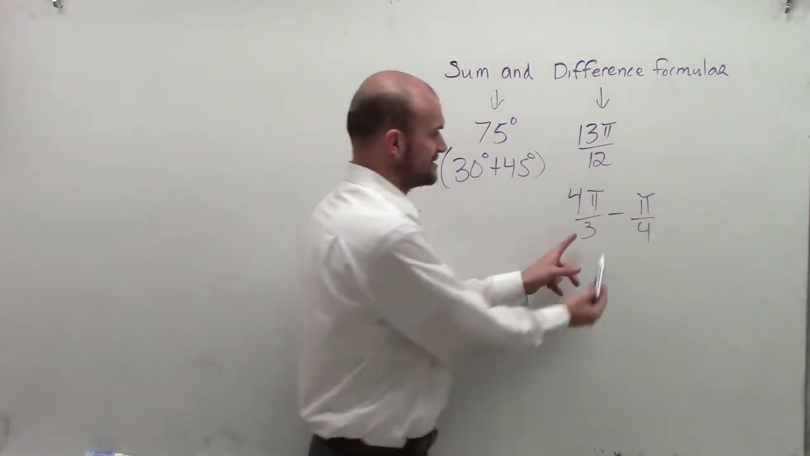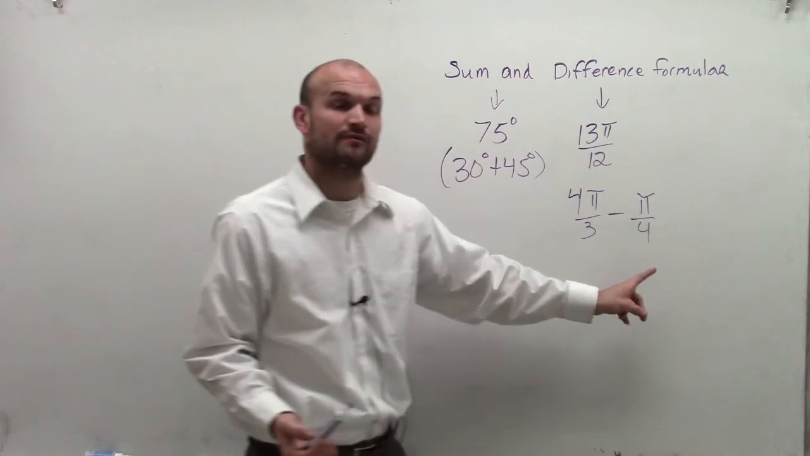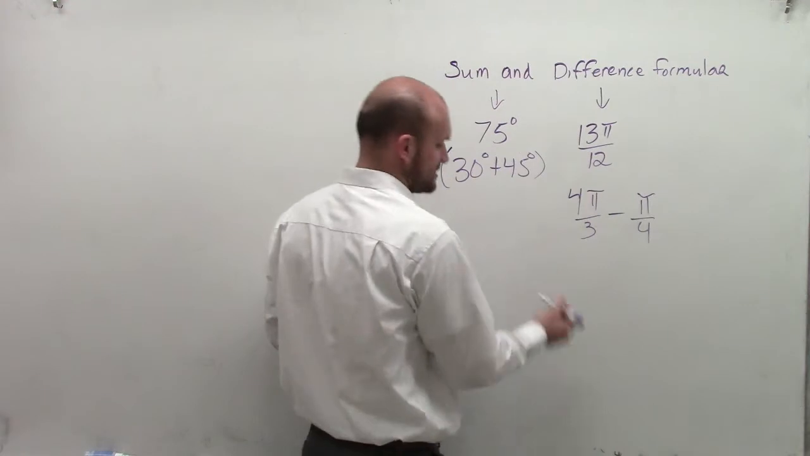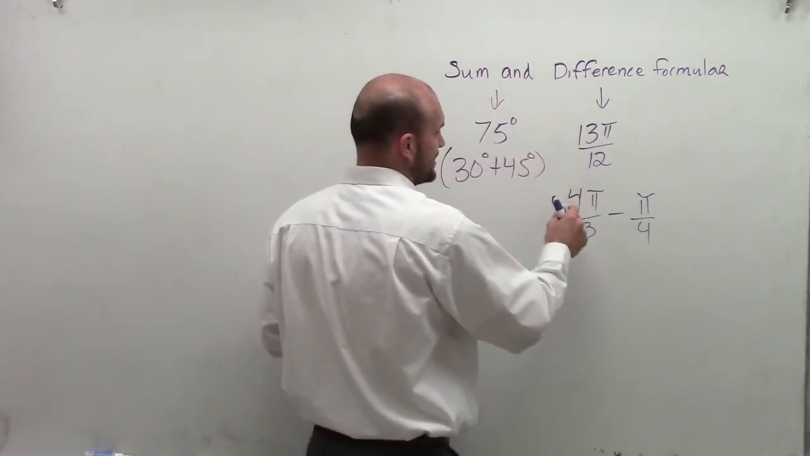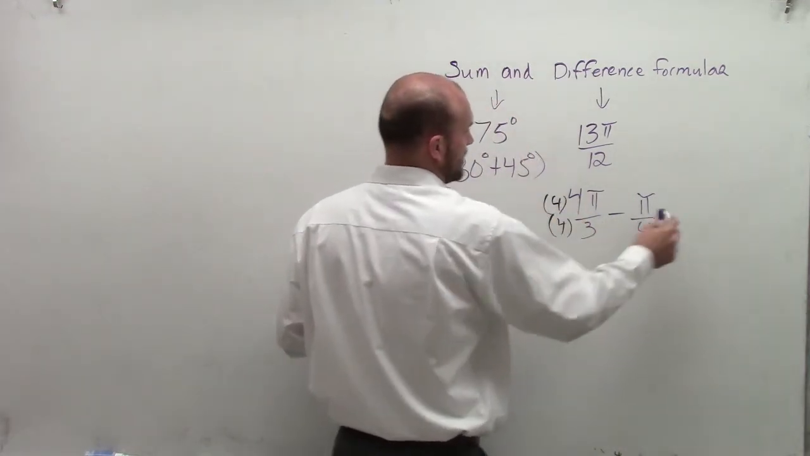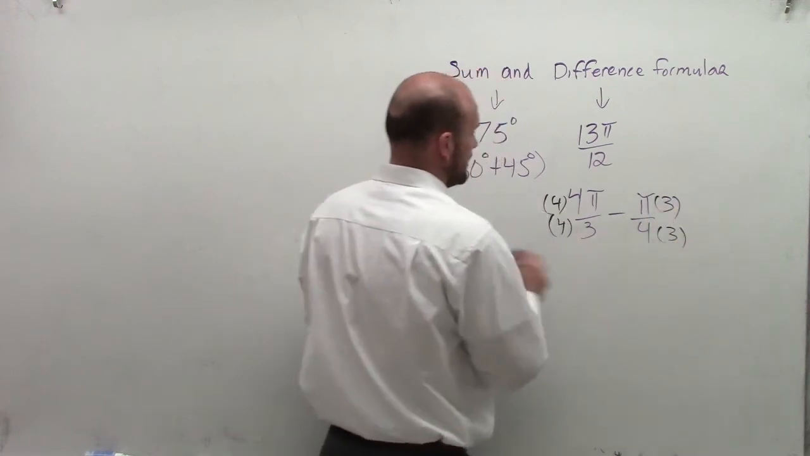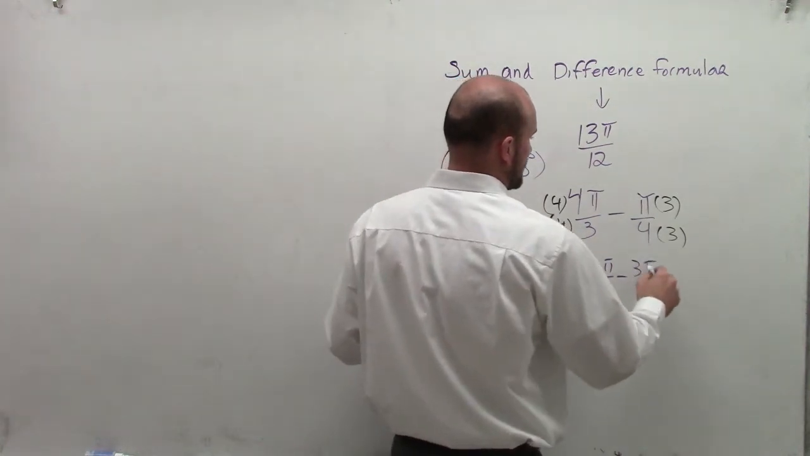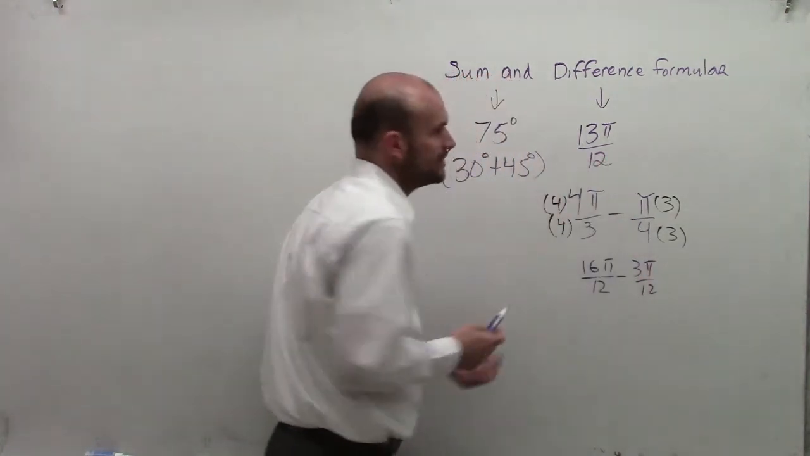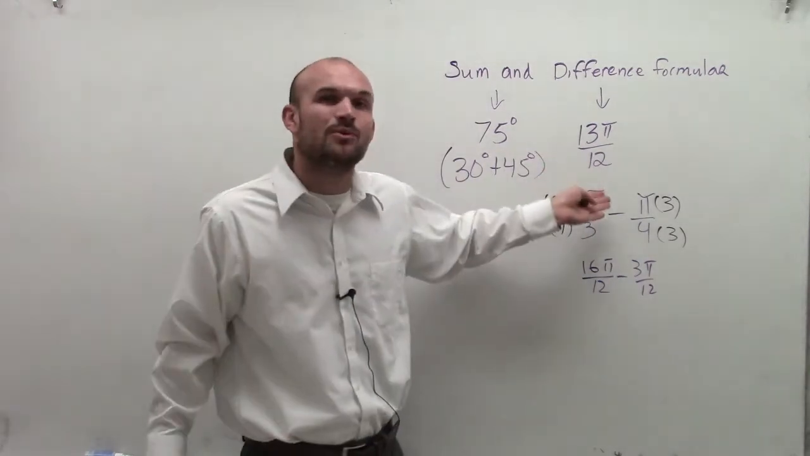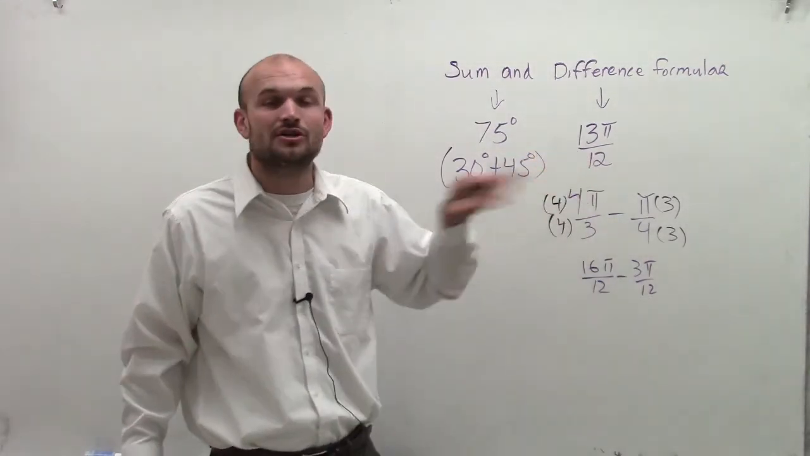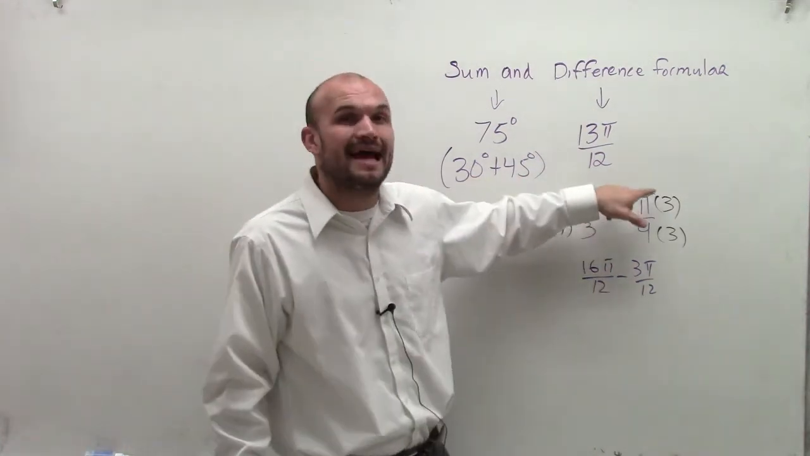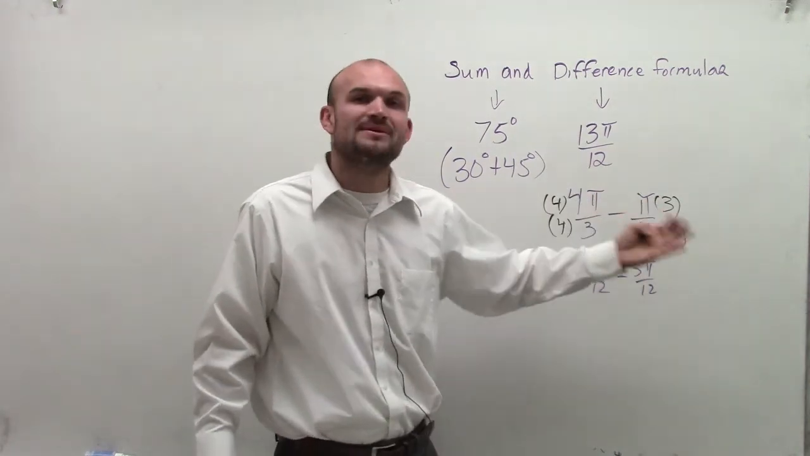One thing to notice is that since my denominators are thirds and fourths, we know those angles are on the unit circle, because that's how we started creating the unit circle. To subtract these, I would need common denominators, so I multiply by 3 over 3 and 4 over 4. Therefore, I'd have 16 pi over 12 minus 3 pi over 12, which equals 13 pi over 12. But 13 pi over 12 is not an angle on the unit circle that we can easily evaluate, so we use the angles 4 pi over 3 and pi over 4 to help us evaluate.